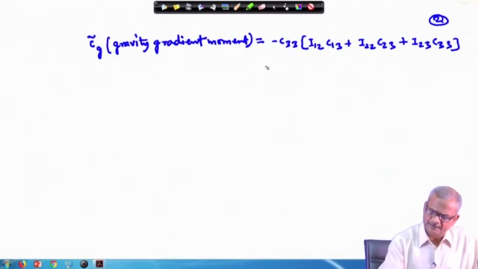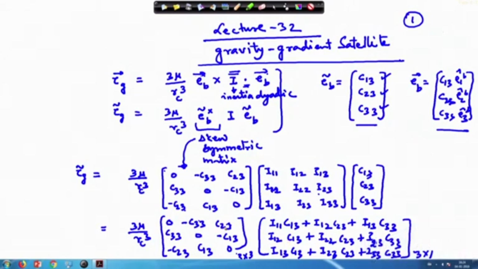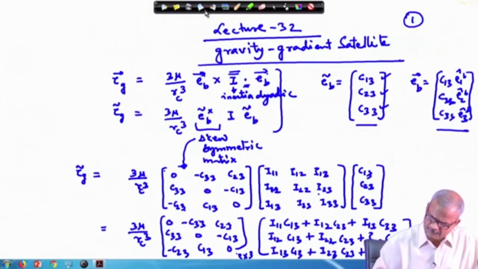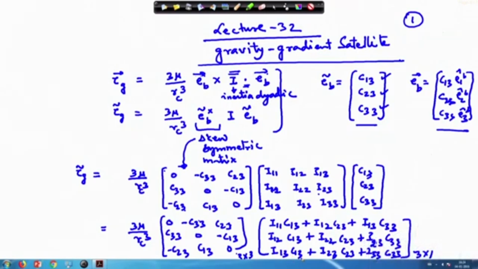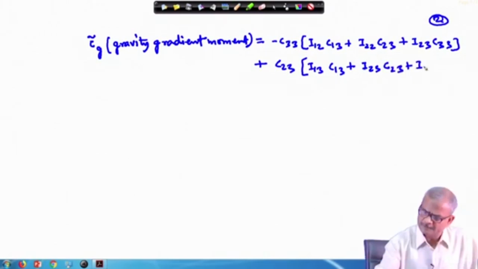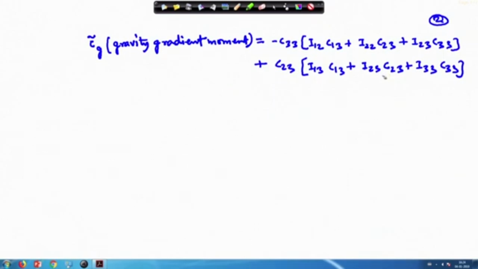So, this is multiplied by this and then plus C23 times this last row. So, C23 and the last row, then we have to copy, which is I13 times C13 plus I23 times C23 plus I33 times C33. So, the middle term is here I23 C23, okay. And this can be organized.